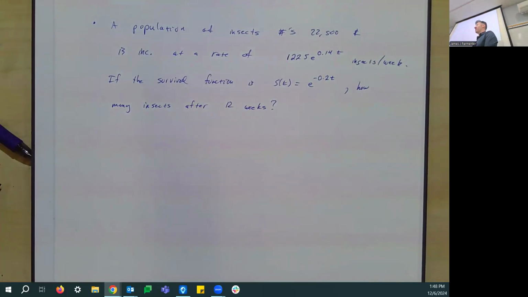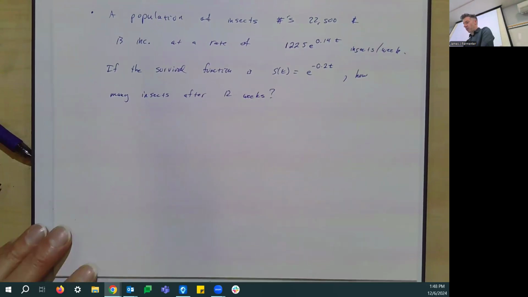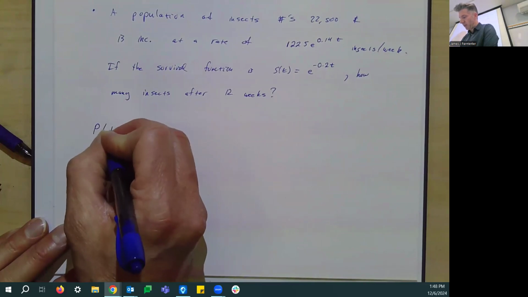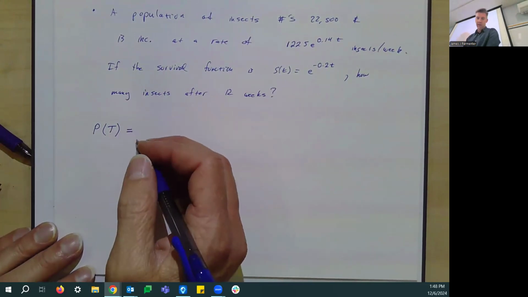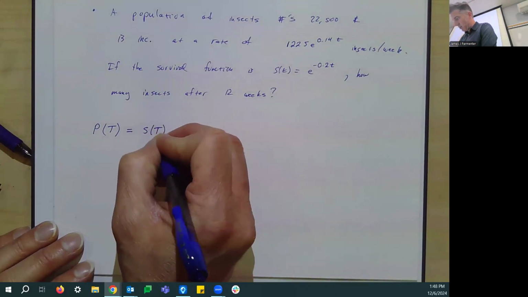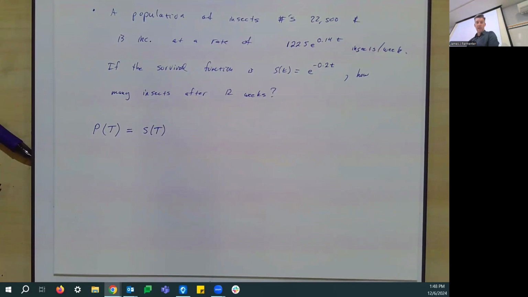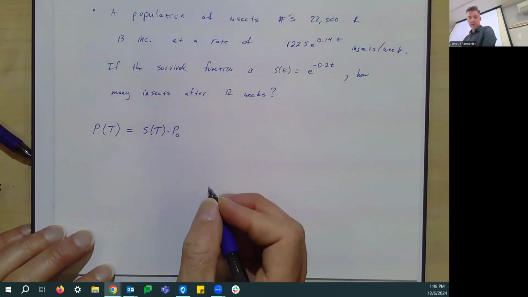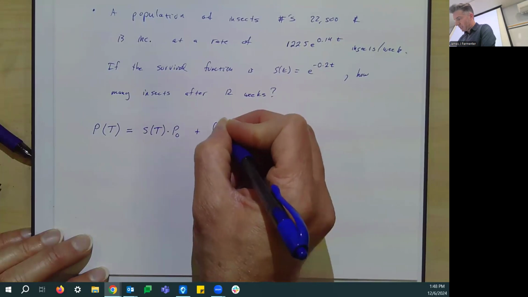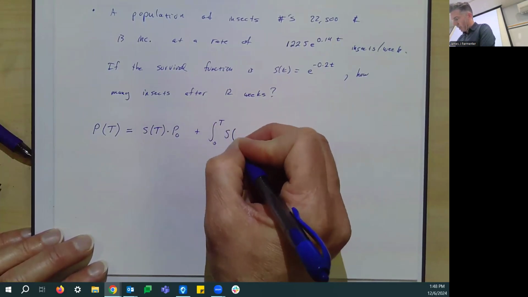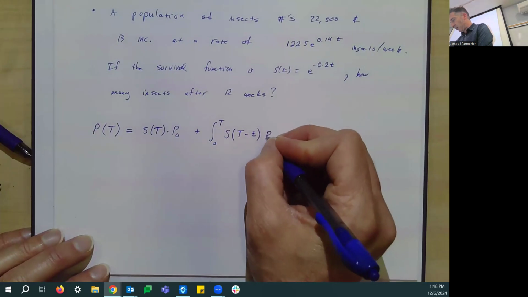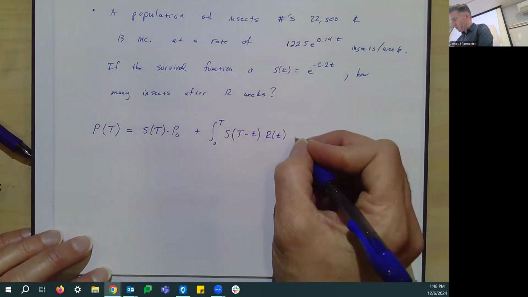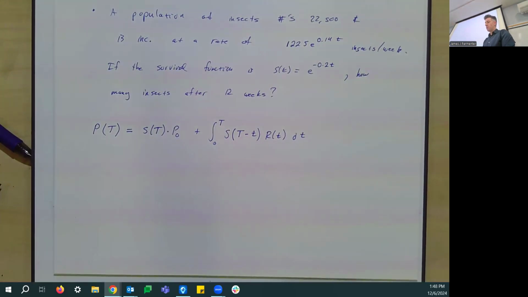Okay, so we have to remember what the formula is. So here is the survival and renewal formula. It's the population at however much time has passed, represented by a capital T, equal to S of T, the survival rate after that much time has passed, multiplied by the initial population, P naught, plus the integral from 0 to T of your survival function evaluated at T minus lowercase t, where lowercase t is your variable, times your rate of growth function, or your rate of increase function.